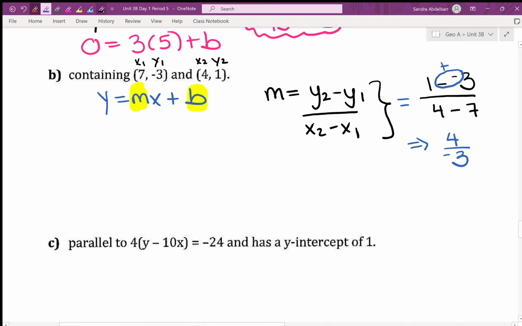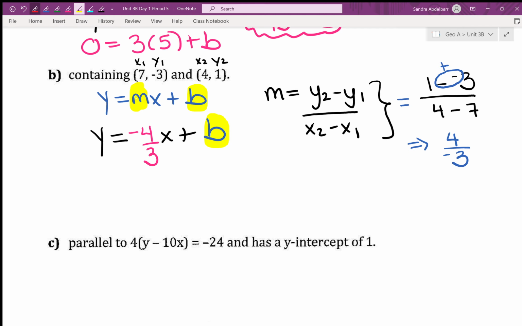So now I'm going to go back to my equation, and I have y equals negative 4 over 3 x plus b. Is this good enough? No, we said we needed a b now, right? Any ideas on how I can find the value of b?